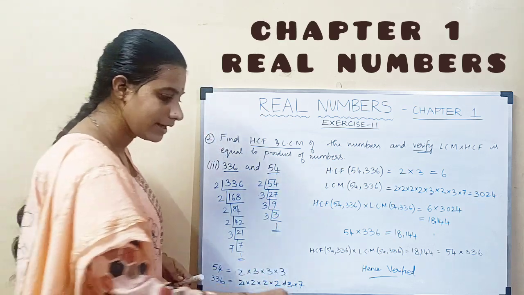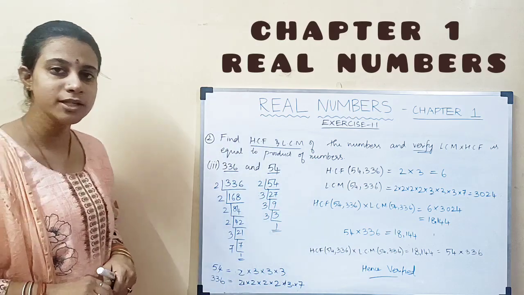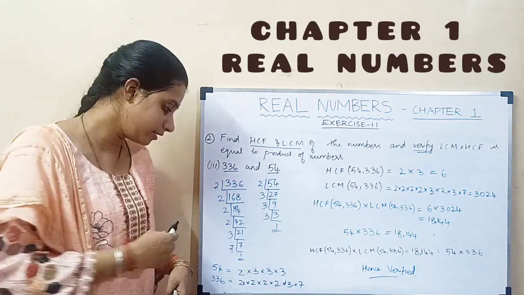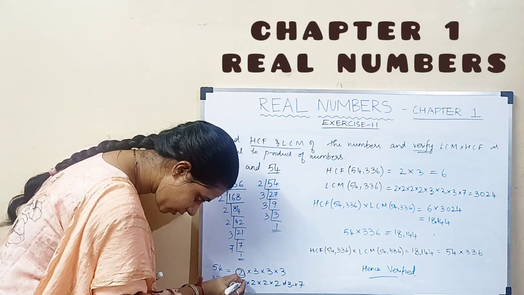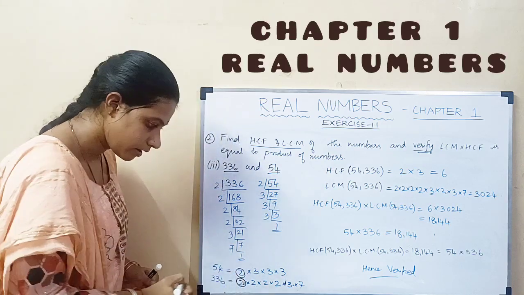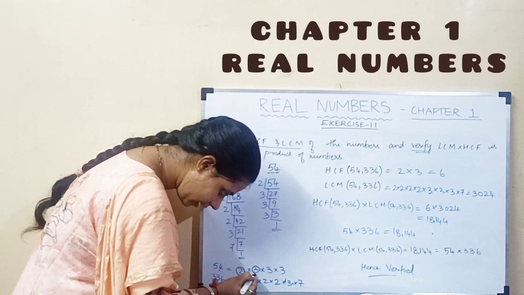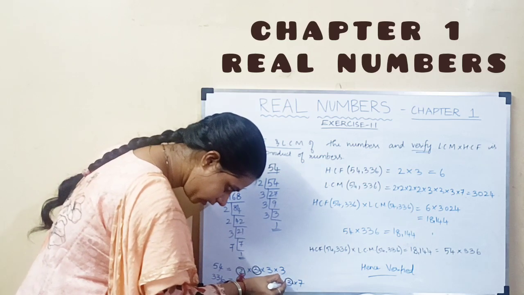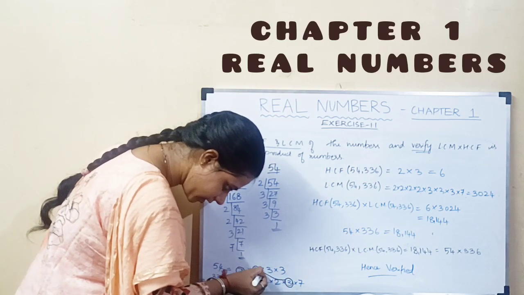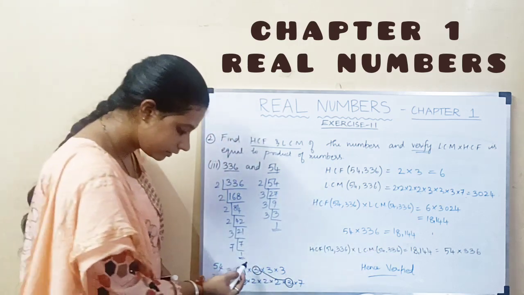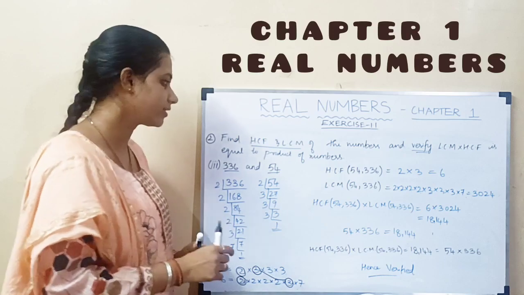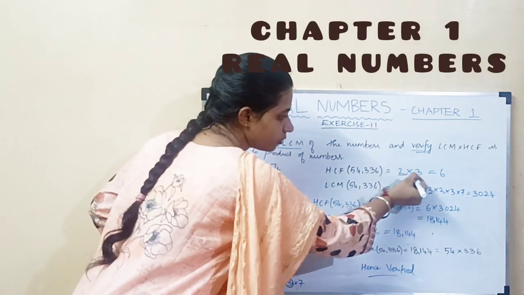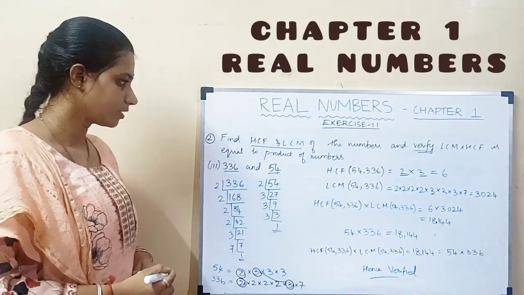Now to find the HCF, we will find which factors are common in these two prime factorizations. The first factor 2 is common in both, and the second factor 3 is also common in both these prime factorizations. So these two numbers we will take once for finding the HCF. So HCF is equal to 2 into 3 equal to 6.